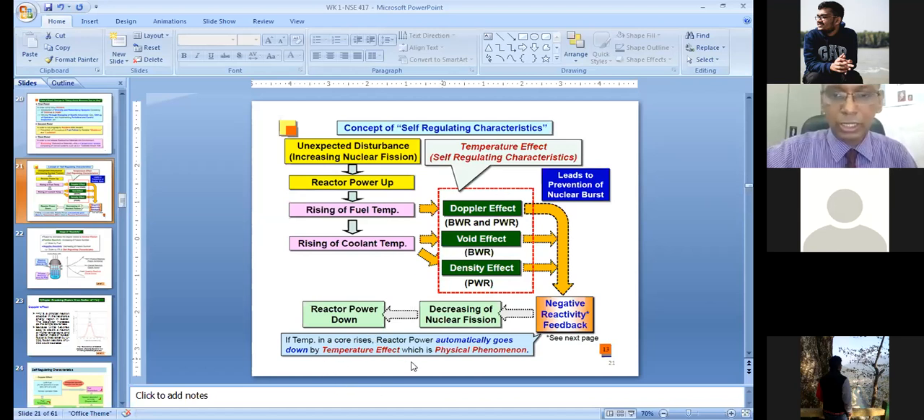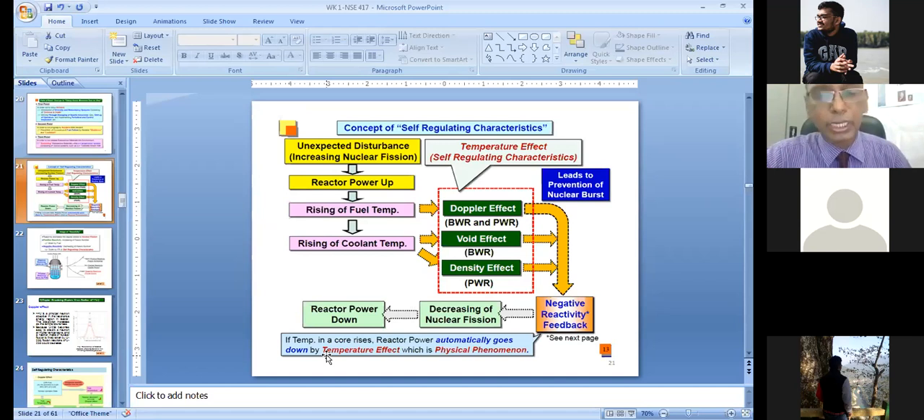So finally, it is a physical phenomenon. If any temperature in a core rises, reactor power automatically goes down by temperature. Okay, remember, if the temperature inside the reactor core increases, reactor power will be down. But how? With the temperature effect. Because the temperature will be increased, and due to the increase of the temperature, there will be a bubble or void effect, and also the density effect. All this is called the Doppler effect, and this is the physical phenomenon. So you have to remember about the Doppler effect.